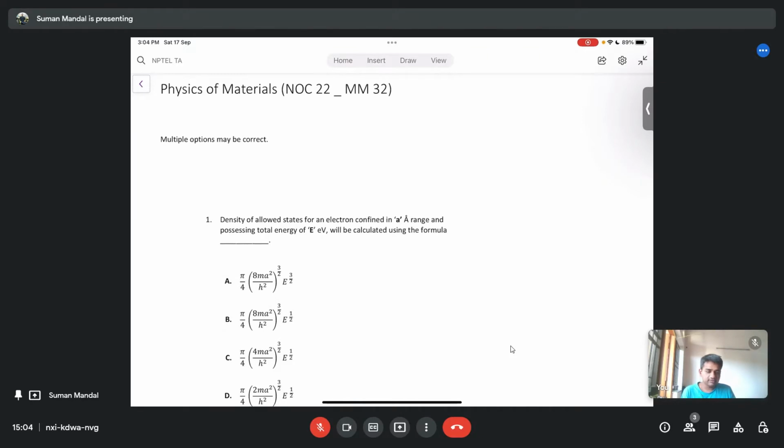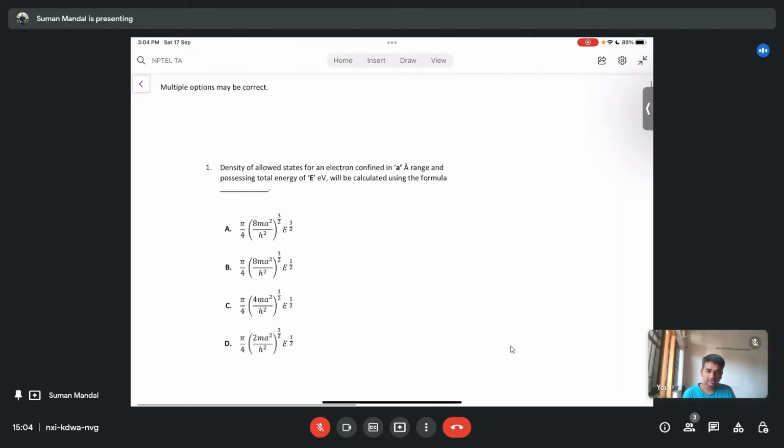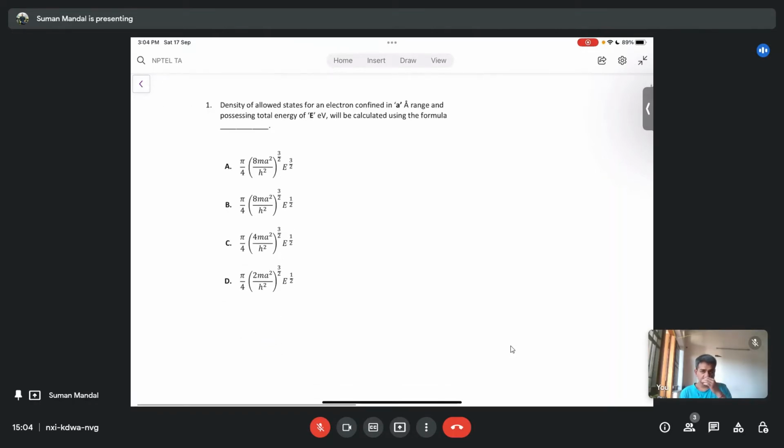So the first question is a little bit long, and the rest of the questions we will cover briefly and in a fast fashion. The first question is: the density of allowed states for an electron confined in A, where A is the dimension in one dimension, in angstrom range, and a total energy of E electron volts, will be calculated using which formula? We'll solve this question in a step-by-step fashion.